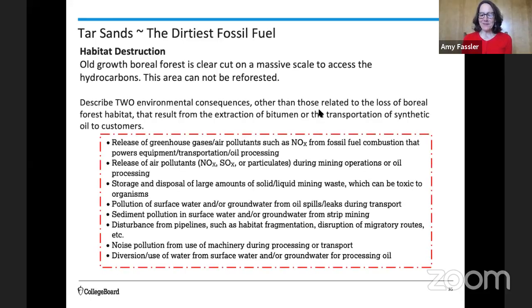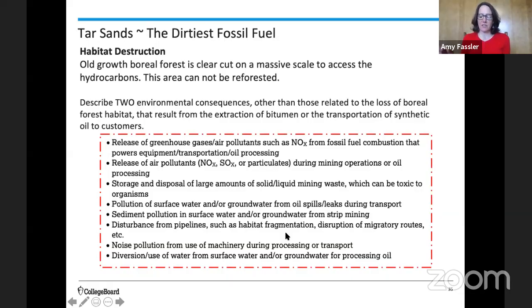Well, hopefully a couple of the things that you talked about were release of things like NOx and SOx and particulates. We're going to review those in air pollution later in the week. All of the mining waste that has to be stored, those toxic tailing ponds, the ability of that oil to spill or leak during transport through a pipeline, contamination of surface or groundwater. Here they talked about habitat fragmentation from the pipeline.